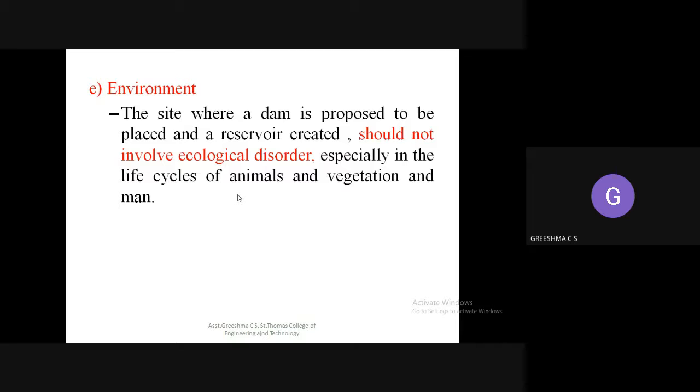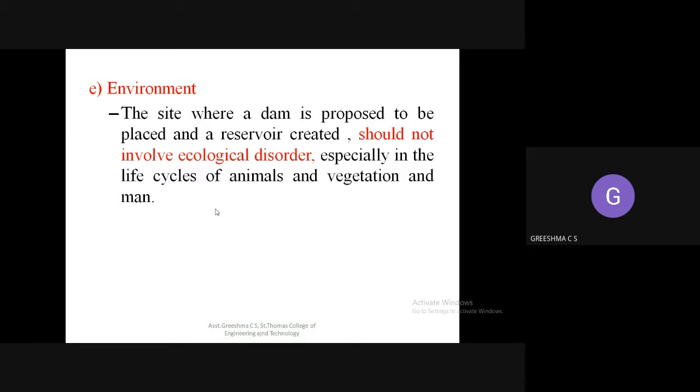Next one is environment. So the last one is environment. The site where a dam is proposed to be placed or a reservoir is created should not involve ecological disorder, especially in the life cycles of animals, vegetation, and man. So this we have studied in design engineering. I have already taught you about this.